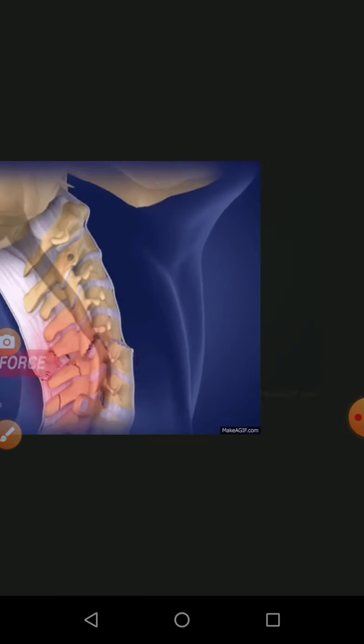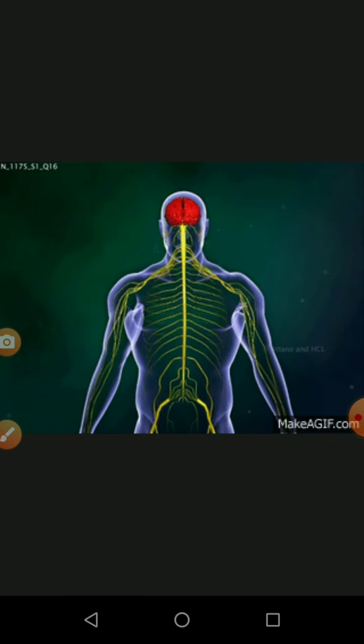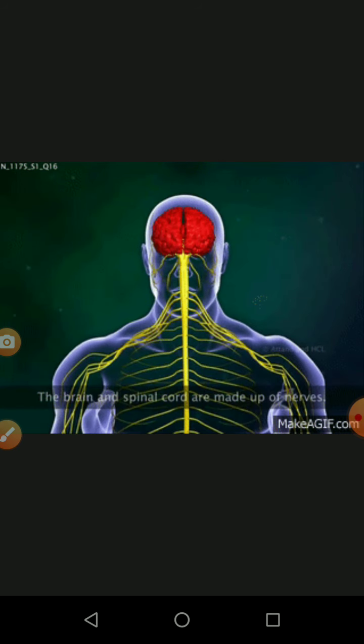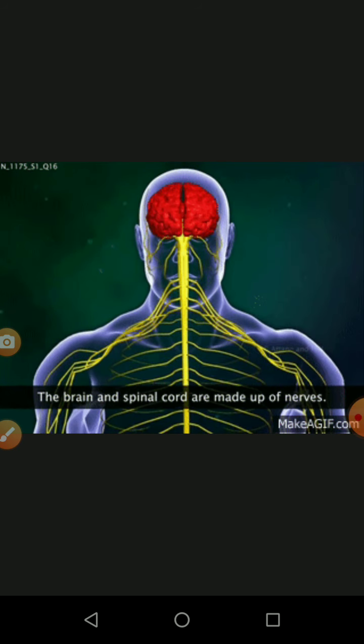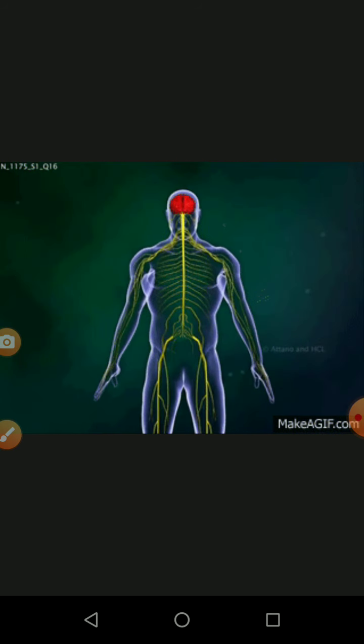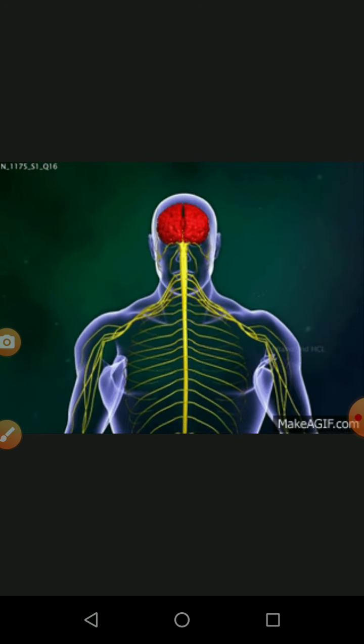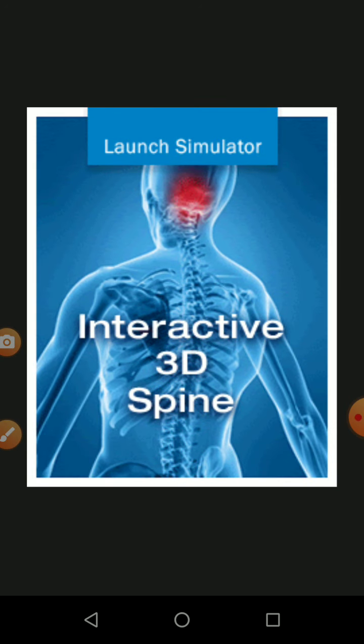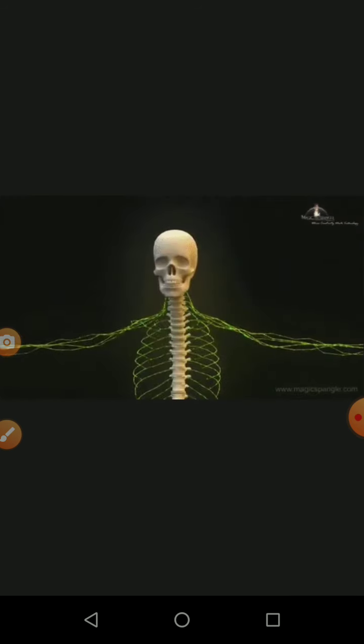The next one is the diagrammatic representation of the central nervous system, which includes the brain and the spinal cord. The red color substance is called brain and the yellow color substance is called spinal cord. Then this is the 3D dimension, how the electrical impulse is passed on from the brain to the spinal cord. Then the spinal cord passes on the information to the peripheral nervous system and autonomic nervous system. Then this is the overall dimension.